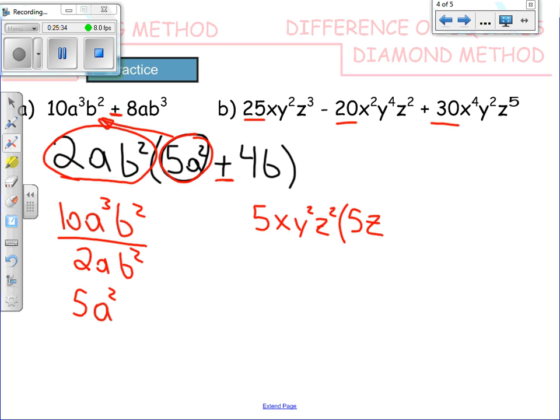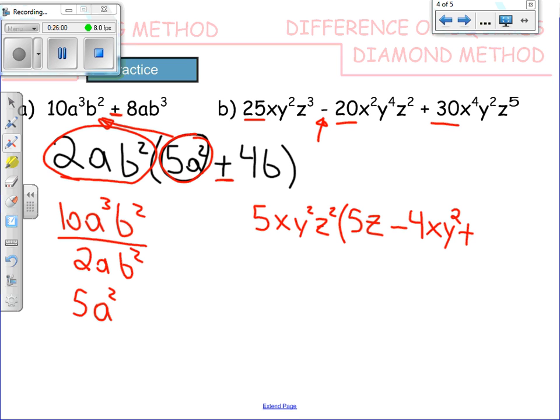20 divided by 5 gives you what, Matthew? 4. We took out 1 x, so we're left with an x. We took out 2 of the 4 y's, so we're left with 2. And we took out all the z's, so the z's are gone on that one. Your third term, Boris. 30, we divided by 5. What are we left with? 6. You got it.